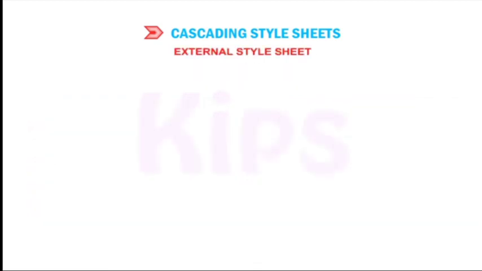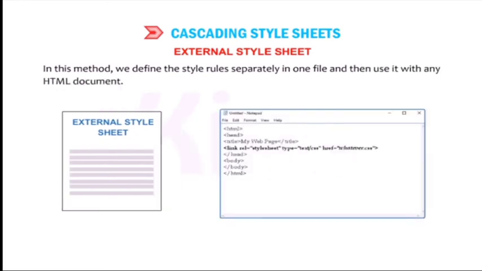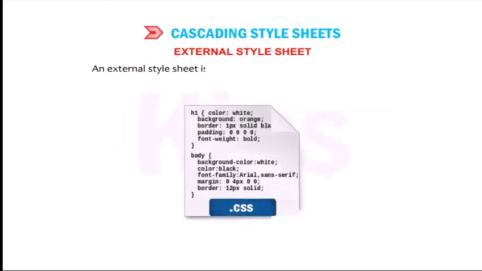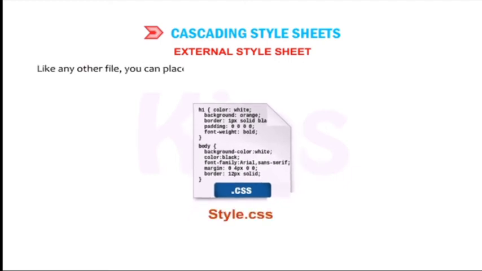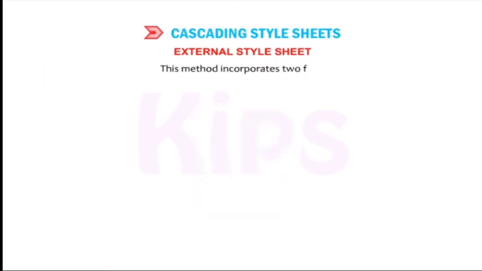External style sheet. In this method, we define the style rule separately in one file and then use it with an HTML document. An external style sheet is simply a text file with the extension .css. Like any other file, you can place the style sheet with its name, like style.css, on your web server or hard disk. This method incorporates two files.